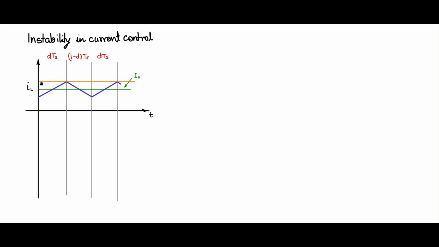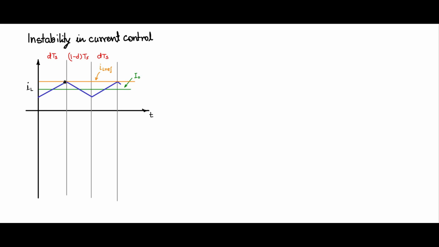So let me say that this is the IL reference. Whenever the inductor current rises up and hits the IL reference, the switch will be turned off and the inductor current starts to fall. And then at this point, the new period starts and the clock will restart the switch, and the switch will turn on and the inductor starts to charge up. So we just had a look at how current control operates.